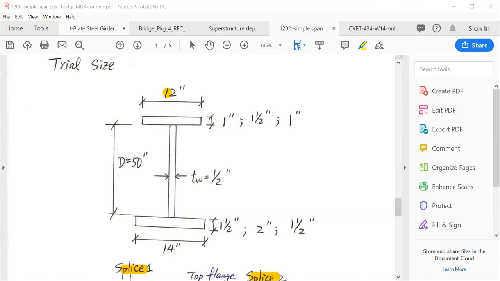Instead, we use the rating option, and for the rating option we give a preliminary size of the girder to start with. So you put in some girder size, the trial size of your design, like what we did.